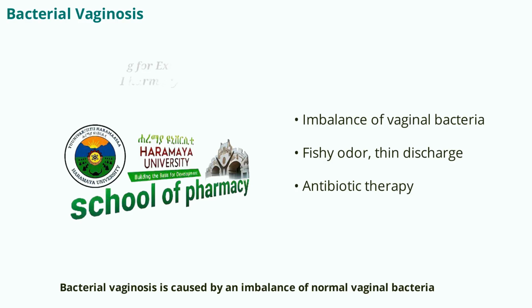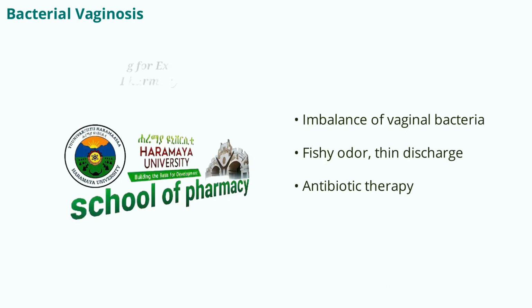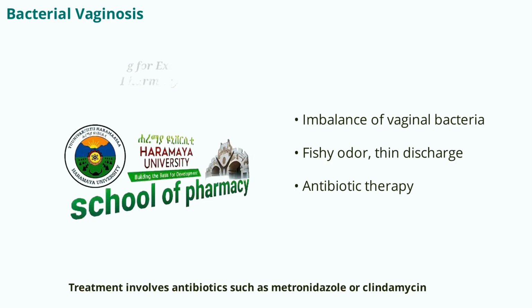Bacterial vaginosis is caused by an imbalance of normal vaginal bacteria, often involving Gardnerella vaginalis and Mycoplasma hominis. It is characterized by a thin, grayish discharge with a fishy odor. While not strictly an STI, it is associated with sexual activity and can increase susceptibility to other infections. Treatment involves antibiotics such as metronidazole or clindamycin.